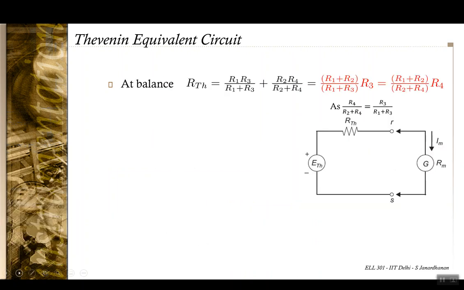Okay, now at balance, you have the RTH to be this one. However, if the bridge is at balance, then we have already seen that R4 by R2 plus R4 should be R3 by R1 plus R3. So the Thevenin resistance can be simplified to R1 plus R2 by R2 plus R4 times R4.